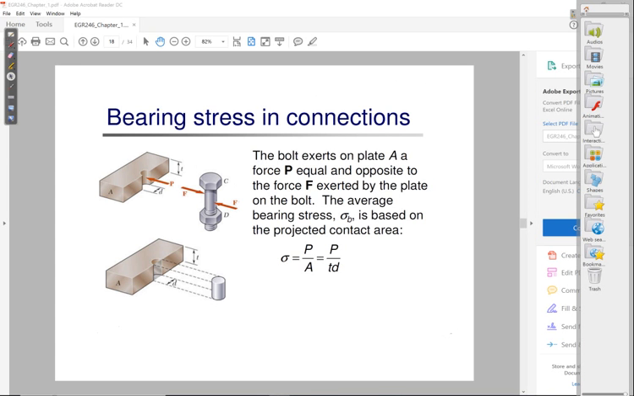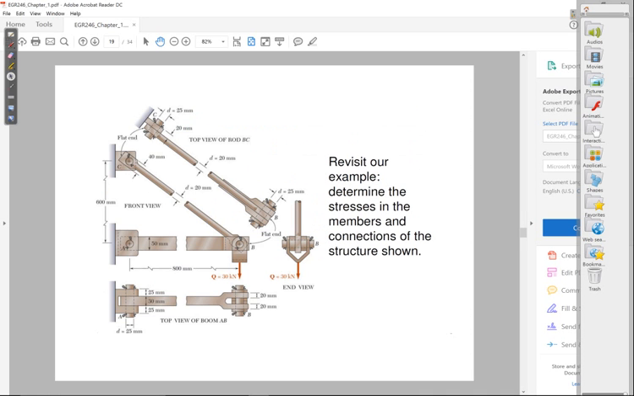Now, how important is this? Well, to be perfectly honest, this is not used very often. This is probably the only chapter where you're going to see this. The rest of this course, you will never see this again. But this is something to be aware of. It's another form of a normal stress that you might run into at some point in your career as an engineer. Okay, so that's the bearing stress.